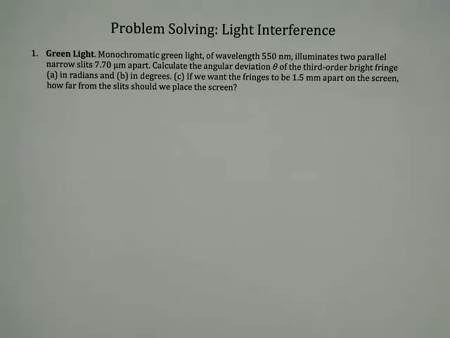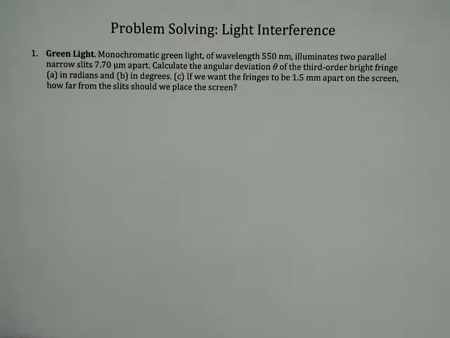These are the problems that we solved dealing with light interference phenomena, which aligns with chapter 17 in the textbook. So the first couple of problems are about the double slit experiment. This one reads, monochromatic green light of wavelength 550 nanometers illuminates two parallel narrow slits that are 7.7 micrometers apart. Calculate the angular deviation of the third order bright fringe in radians and in degrees.